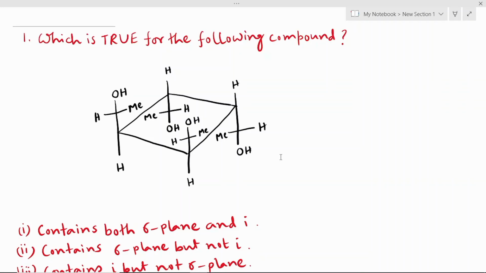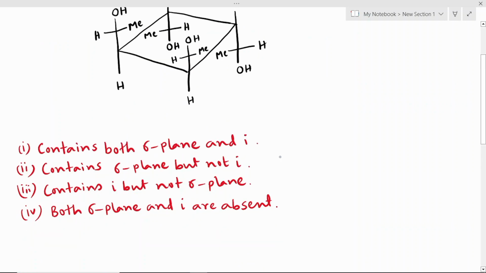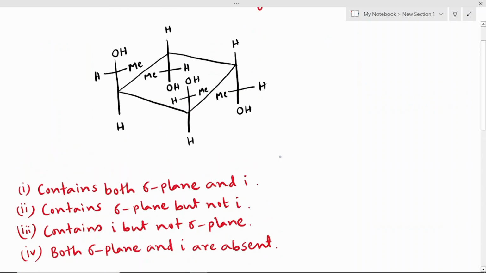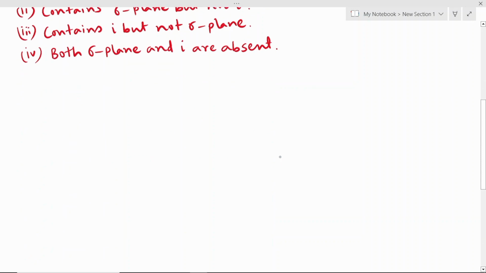In this video, we will discuss some tricky problems regarding plane of symmetry, center of symmetry and alternating axis of symmetry. So let's start. In the first problem, it is asked which is true for the following compound. So we have to find the true statement about the compound. Before we solve this, we have to learn some basic things.